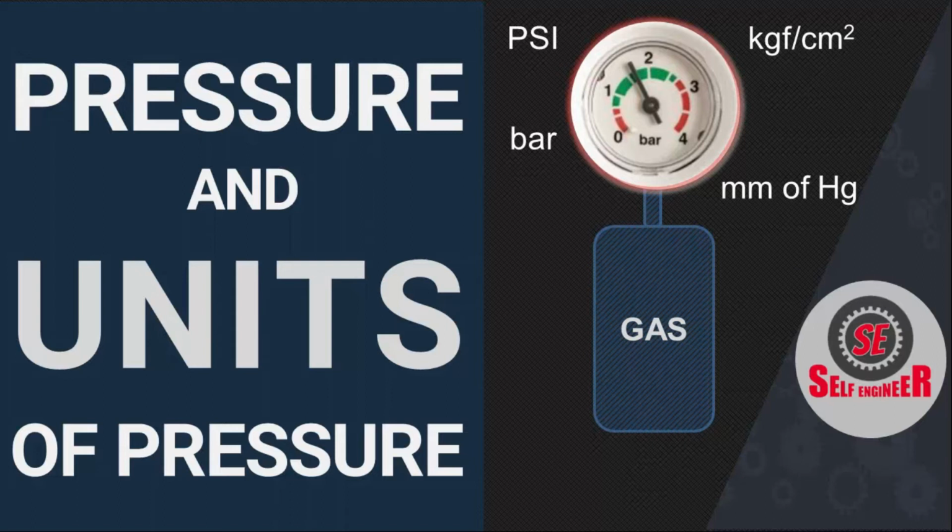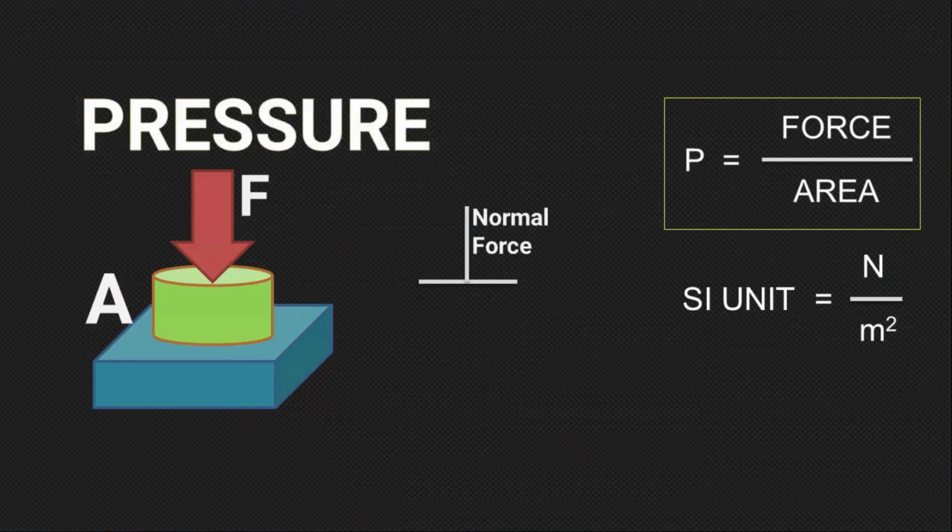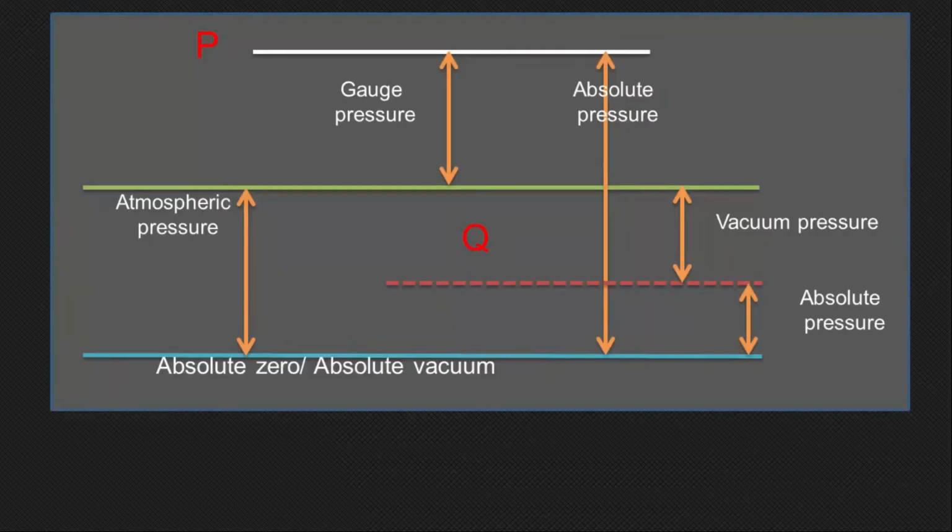So basically, pressure is normal force applied per unit area, that is, force divided by area. The SI unit of force is Newton and SI unit of area is meter square. Hence, the SI unit of pressure is Newton per meter square. For pressure measurement, we use gauges.